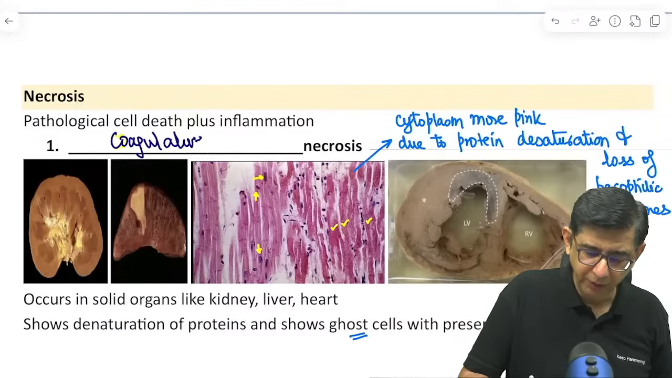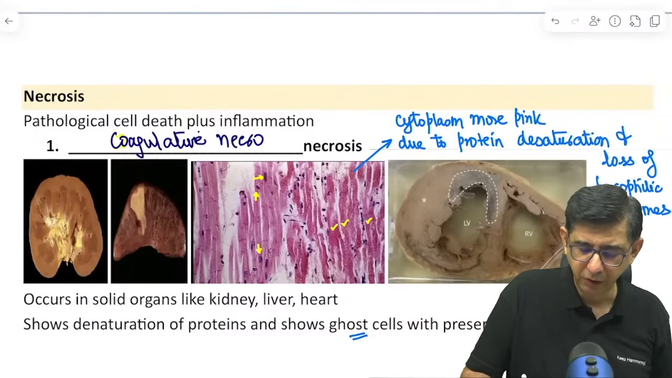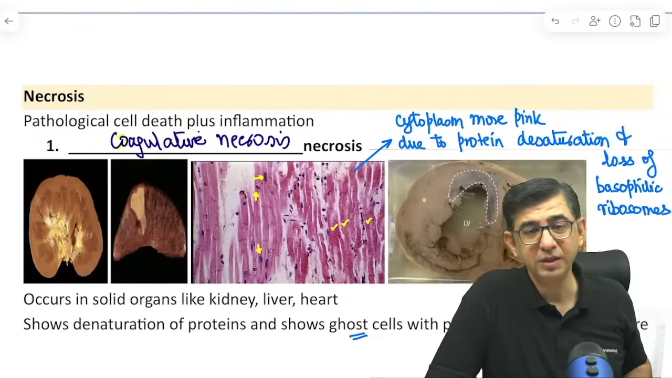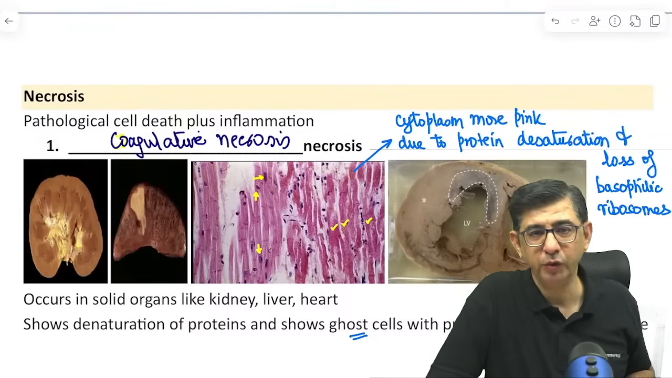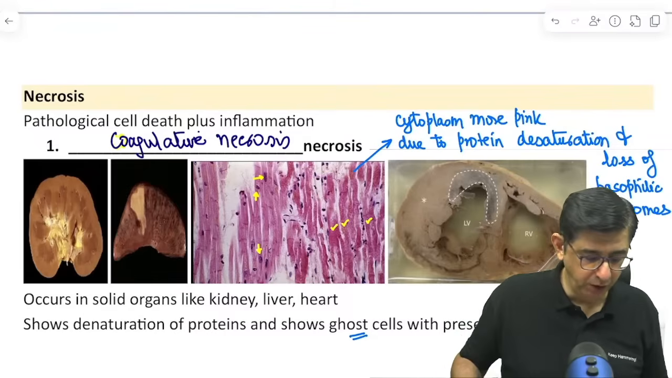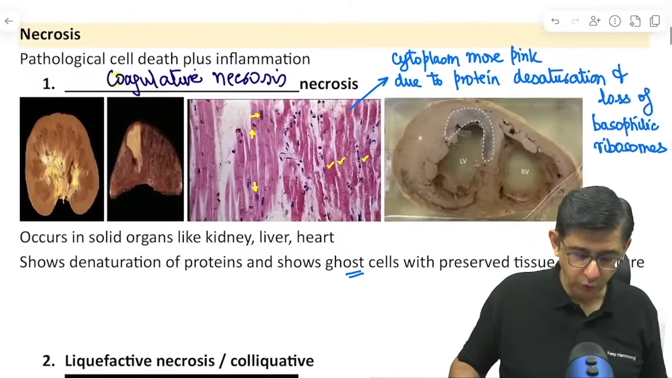What I wanted to bring to your attention is, one, this contraction band necrosis that is happening in the heart of the patient. It appears relatively more pink, and obviously this would be present in solid organs with ghost cells being present with preserved tissue architecture. So the first one is done.